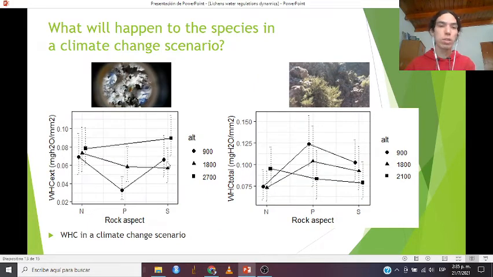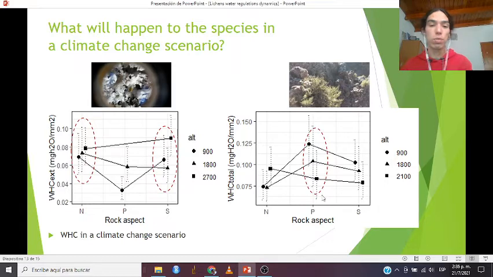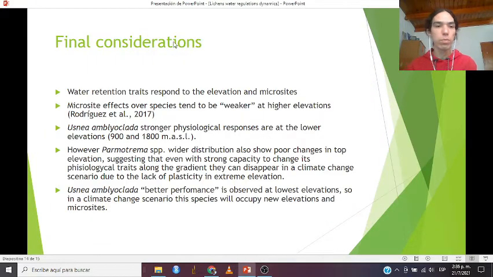A similar thing happens here with water holding capacity. Parmotrema doesn't change so much in the microsites at different elevations, while Usnea amblyoclada does change a lot in water holding capacity in the microsites at a lot of elevations, we could say. So our final considerations are that these traits respond to the environment, they respond to elevation and microsites, as we hypothesized before. Sorry, I didn't pronounce that well.